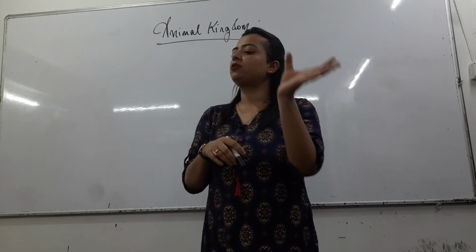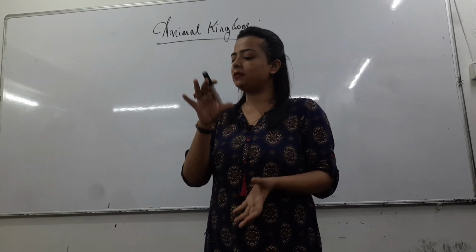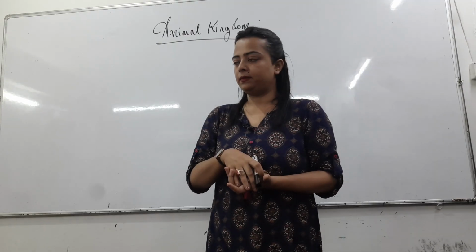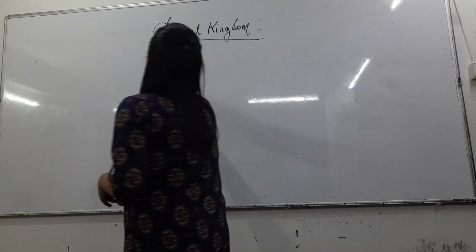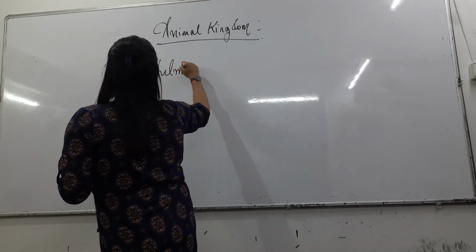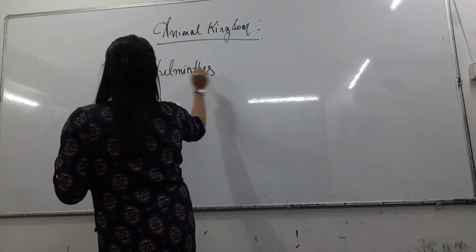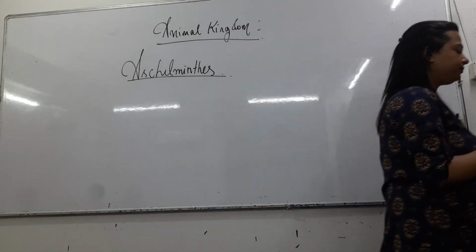So Platyhelminthes have flame cells, which help in osmoregulation and also help in excretion. Okay, that is balancing the fluid content in the body. Done? Okay. So today we are going to start with the phylum Aschelminthes. Write it down. Aschelminthes.